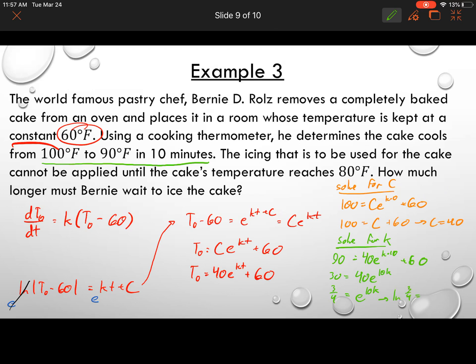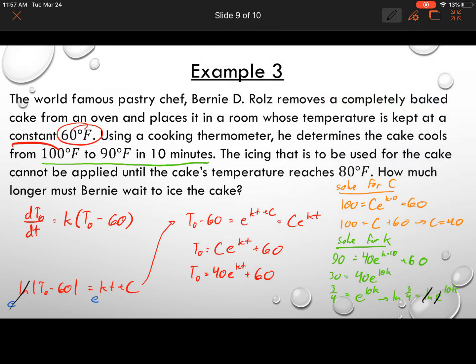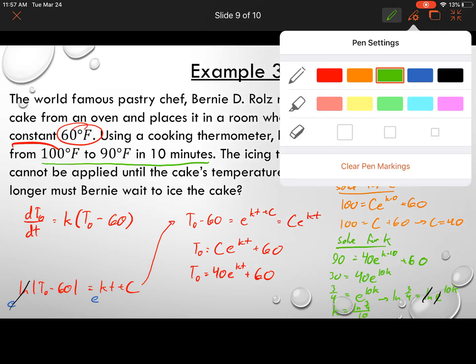So ln of 3/4 is equal to ln of e to the 10k. The ln and the e cancel out, so all we're left with is just 10k. And to get the k by itself, we just have to divide both sides by 10. So k is ln of 3/4 divided by 10. That's our k value.